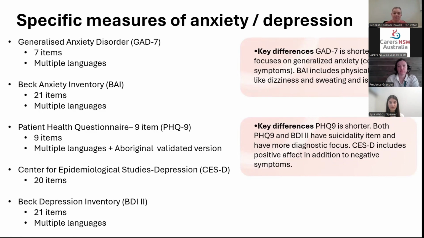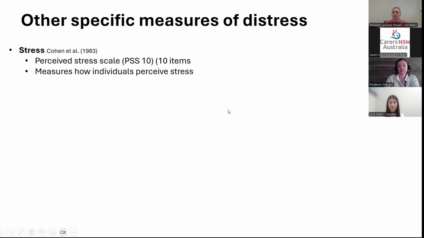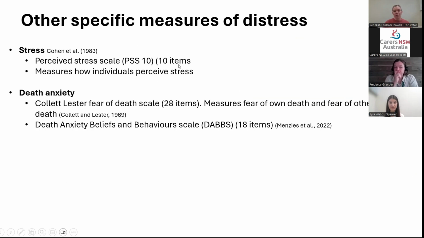The benefit of the CESD is it looks at positive and negative affect. It looks at a broader definition of depression in terms of the things that might be buffering against it. So that's our specific measures of depression and anxiety. I guess also to say that there are other specific measures of distress that sit outside of, or alongside, depression and anxiety. One of those is stress. So the Perceived Stress Scale is a widely used measure of stress.